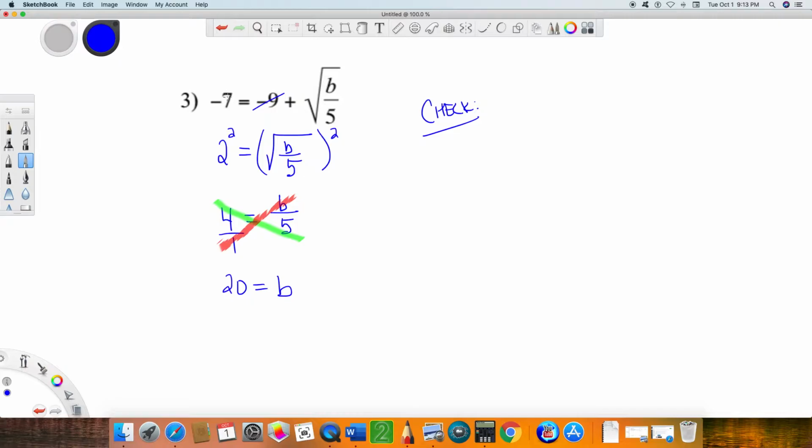On the left-hand side, I get negative 7. That's given to me. On the right-hand side, I have negative 9 plus the square root of this fraction. We have just figured out that b is 20. So we've got 20 divided by 5 underneath that radical. We're trying to determine if negative 9 plus this radical equals negative 7. 20 divided by 5 is 4. And we know that the square root of 4 is 2.